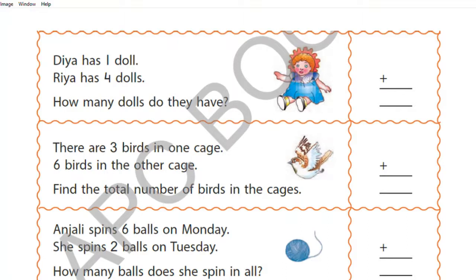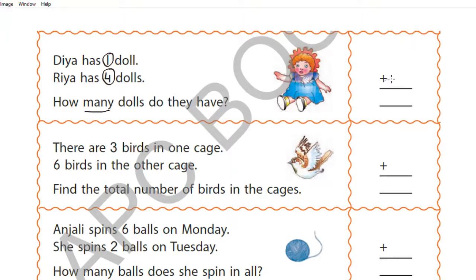Let's read this question. Diya has one doll. Riya has 4 dolls. How many dolls do they have? Now, first thing that you have to do is encircle the numbers in your word problem. And in this word problem, the numbers you can see are 1 and 4. And how many dolls do they have? Many. Many shows plus. So in this question also you need to do addition.